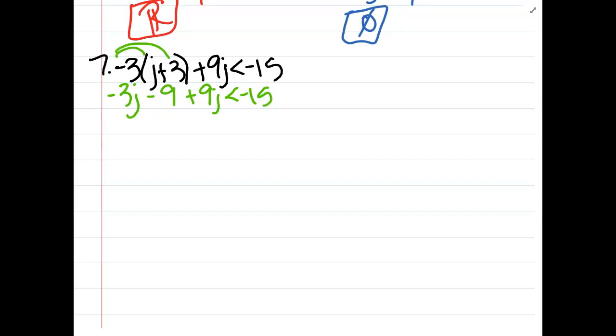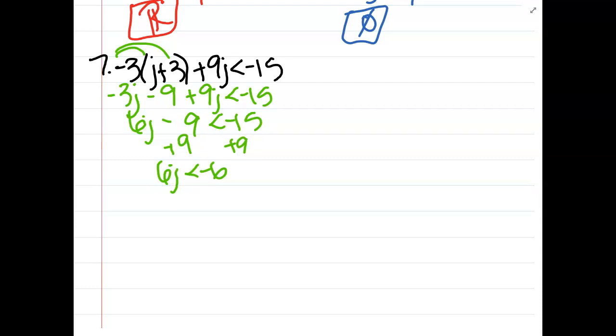After we distribute, what should we do? Combine like terms. Good. And these are on the same side. So negative 3j plus 9j gives me 6j. Minus 9 is less than negative 15. What next? Add 9 to both sides. So 6j is less than negative 6.